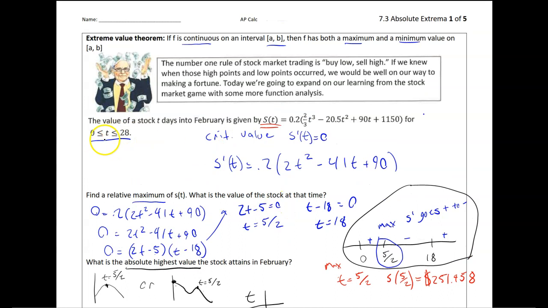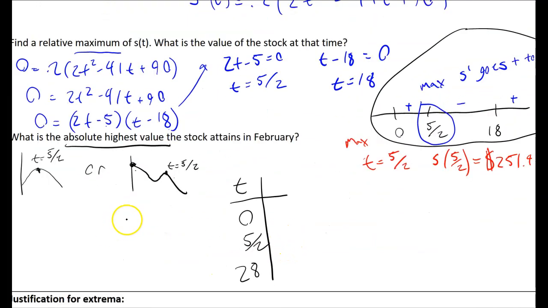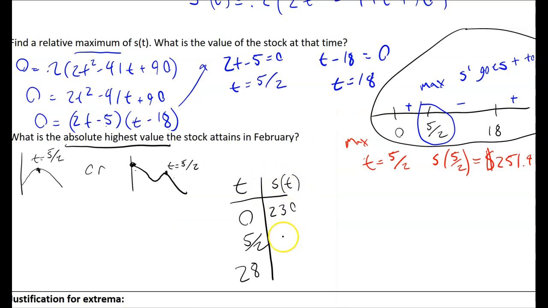Well, they're the beginning or the end of February, right? So the logic here is either my maximum has to occur at a relative maximum, or it could be one of these beginning or end points of the interval. So what I'm going to do here is go back and plug in those t values, and I get 230 for 0. We have this one already.